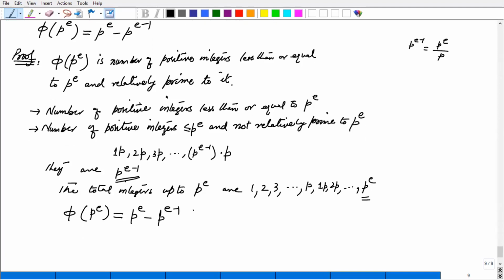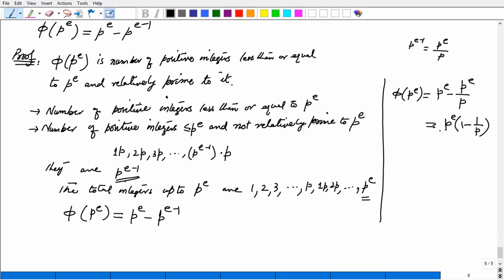Okay, that's the proof of the theorem, and this can also be written in a different way. Phi of p to the power e is equal to p to the power e minus p to the power e over p. So you can write p to the power e times 1 minus 1 upon p. So phi of p to the power e is p to the power e times 1 minus 1 over p. We usually write it like that.